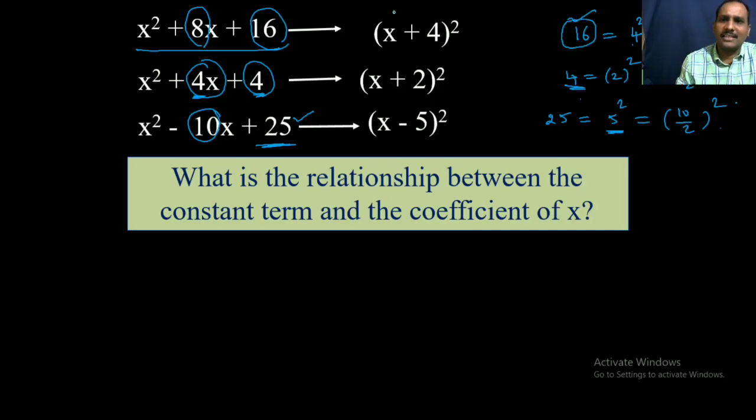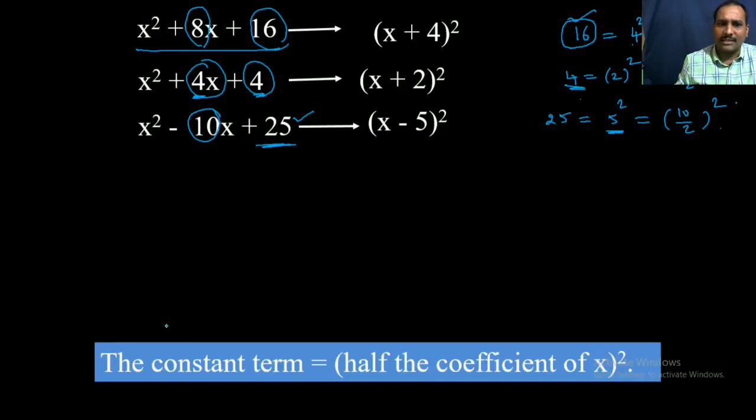If you observe, this constant term is nothing but half of the coefficient of x, whole square. So that is the relationship here. The constant term is equal to (half of the coefficient of x) whole square. Suppose you write x square plus 2bx plus b square. So this b is nothing but 2b by 2, half of the coefficient of x.